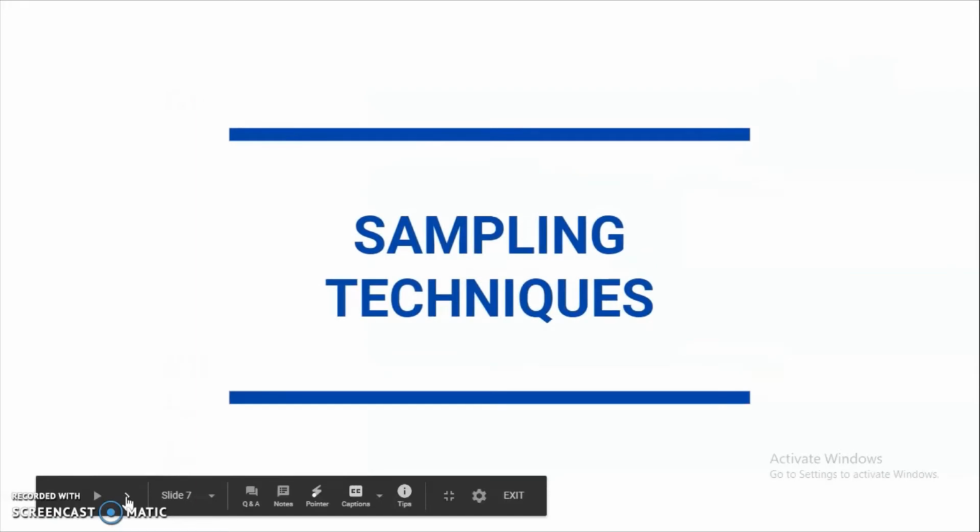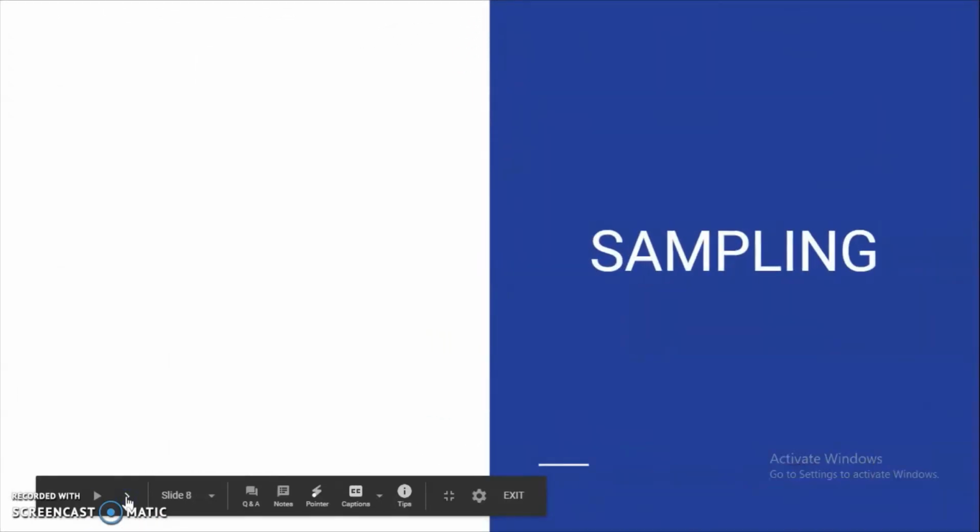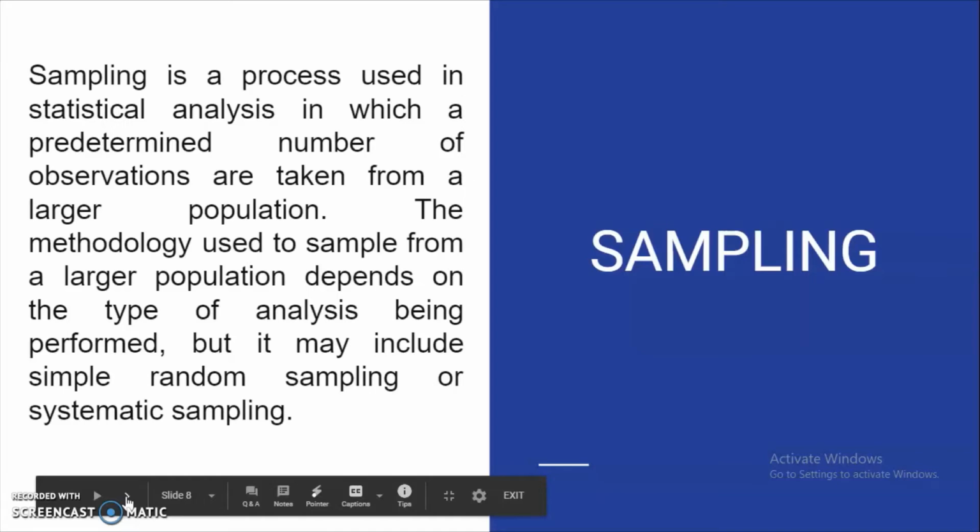And now we will move on to the different types of sampling techniques, and we'll see what sampling is. Sampling is a process used in statistical analysis in which a predetermined number of observations are taken from a larger population. The methodology used to sample from a larger population depends on the type of analysis being performed, but it may include simple random sampling or systematic sampling, random sampling and non-random sampling. Different types of sampling techniques are used.